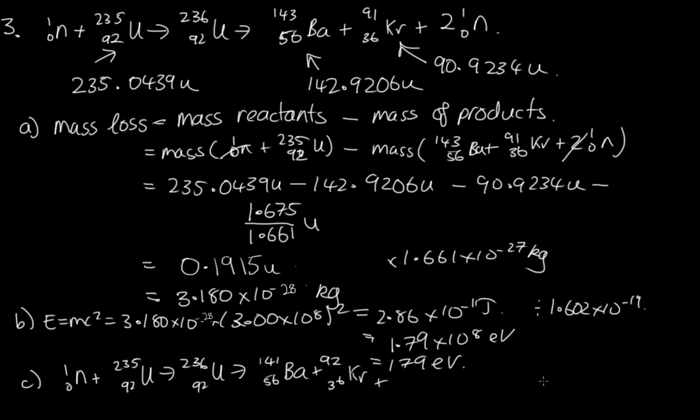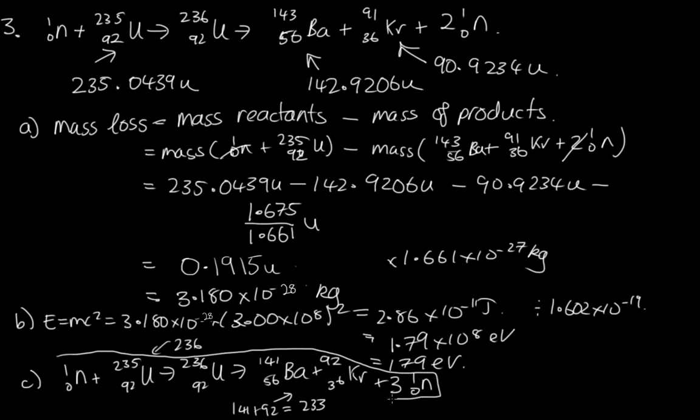We need to work out the mass number. On this side it's 236. On this side we've got 141 plus 92. That is equal to 233. So we need another 3 neutrons. So this is plus 3 1 0 neutrons. So this is a bit of a mess, but that's our equation there. All balanced now. So if we get these products, we end up with 3 neutrons.